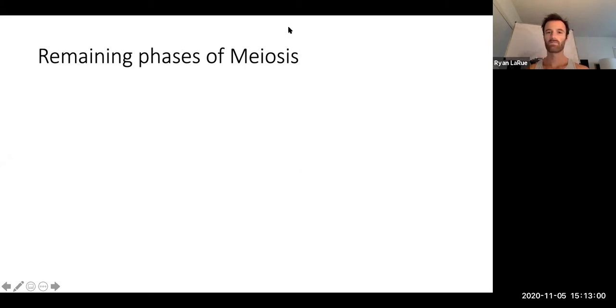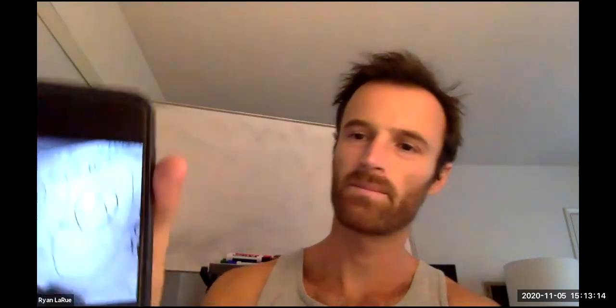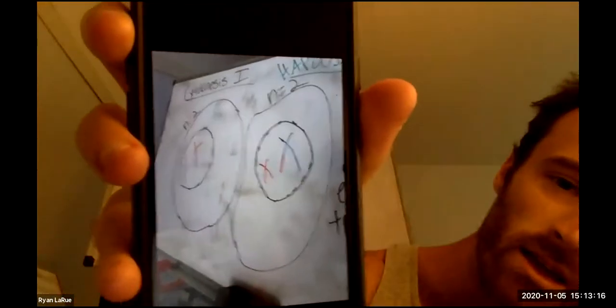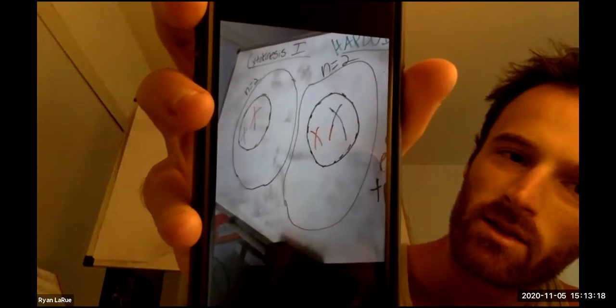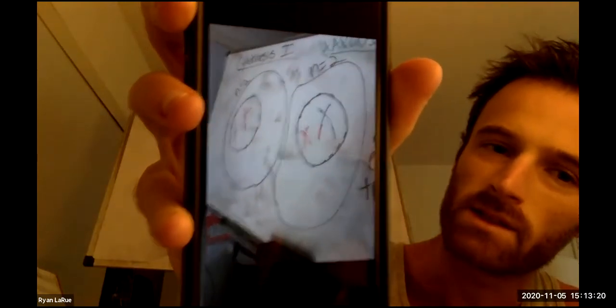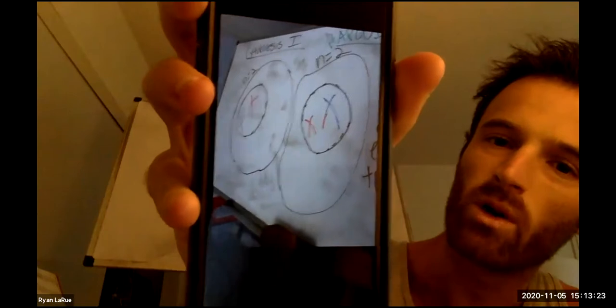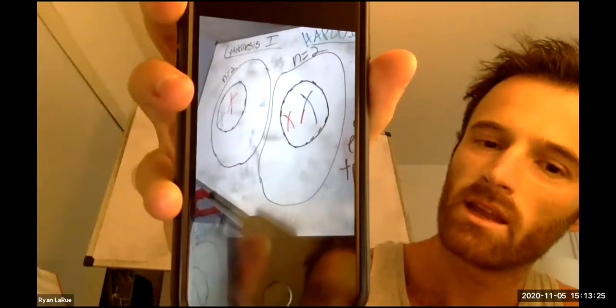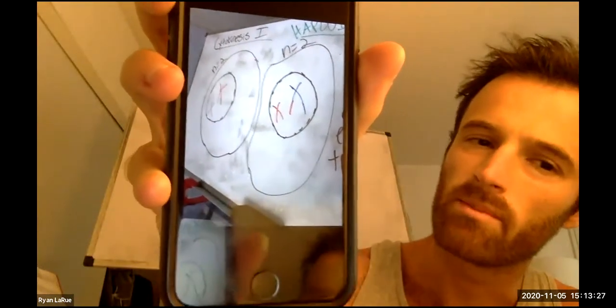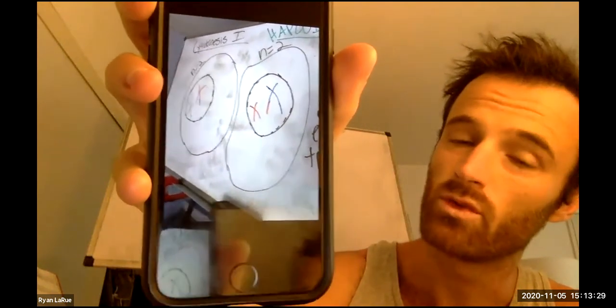Okay, so let's do it. I have a picture on my phone of what the cells looked like, and I can even show you guys. Check it out. That's where we left off, right? Our cells divided. Each one, n equals two, they are haploid. And that's where we're going to pick up today with meiosis two in overall meiosis.